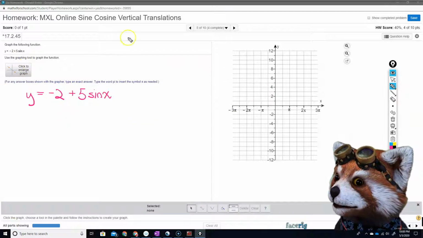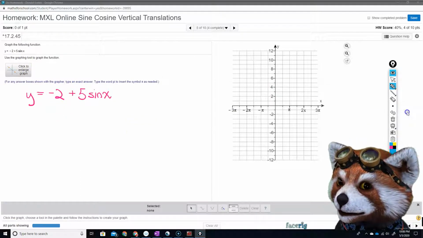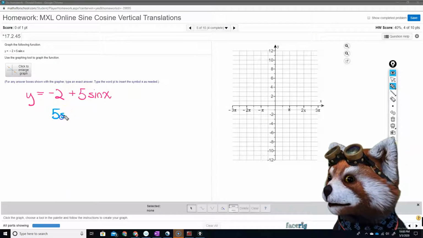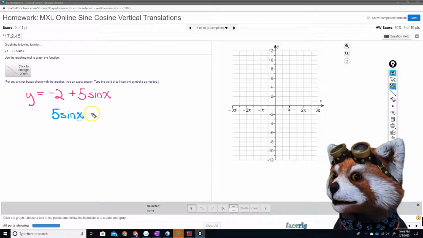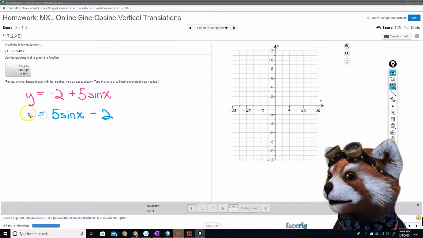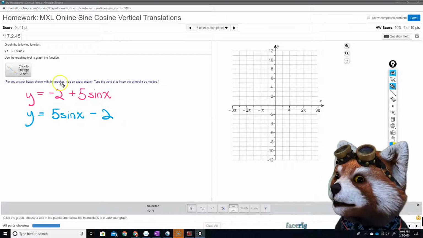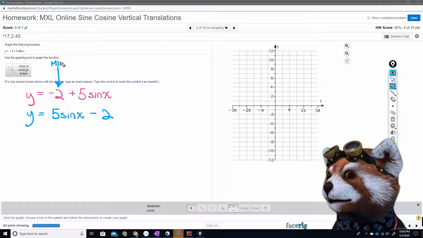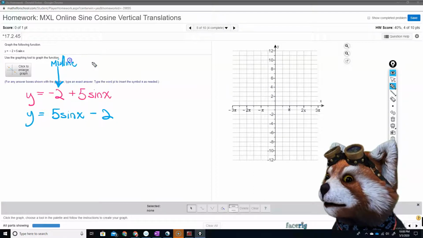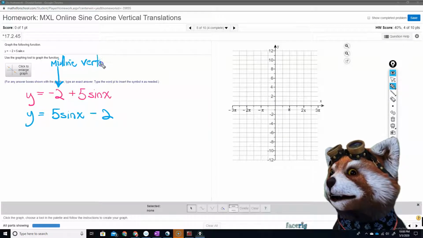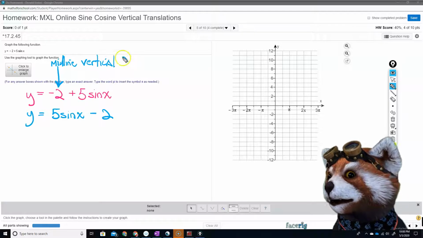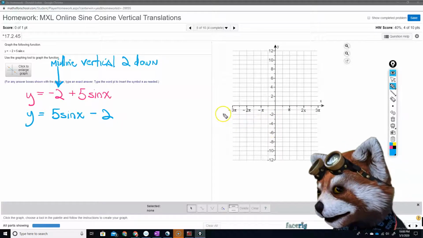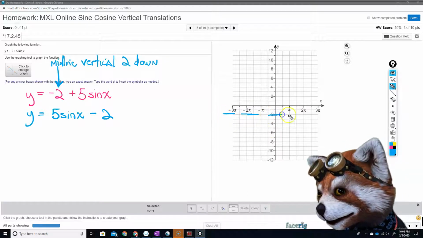Okay, now we got a sine graph. So when we're looking at this guy here, the order that this is written, it could have been written like this, guys. 5 sine x minus 2. It's the same thing. All right. So this is our new midline, or that's a vertical slide 2 down. So when we graph it, our new midline is going to be here.